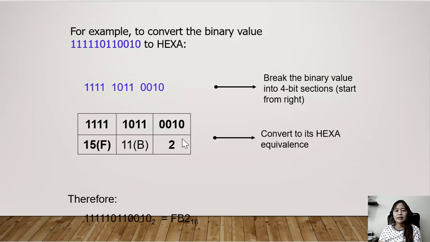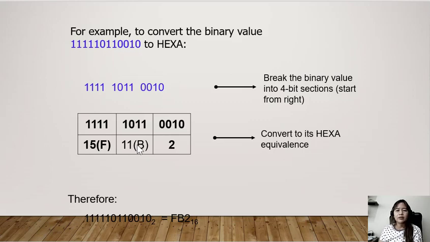Now, given that, remember your 8 4 2 1 placements as discussed in the other video. For 0 0 1 0, that will be a representation of your 2, so that will be 2. And 1 0 1 1, if you remember 8 4 2 1, that would be 8 plus 2 plus 1, that's equivalent to number 11, which is equivalent to letter B in hexadecimal.